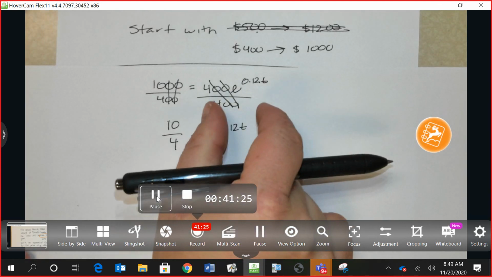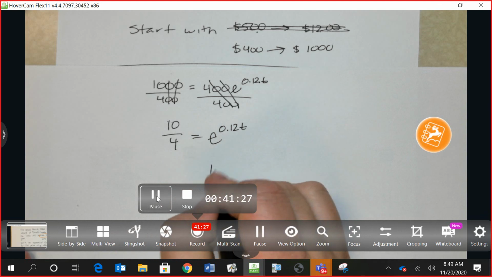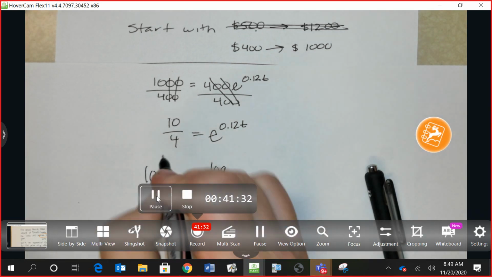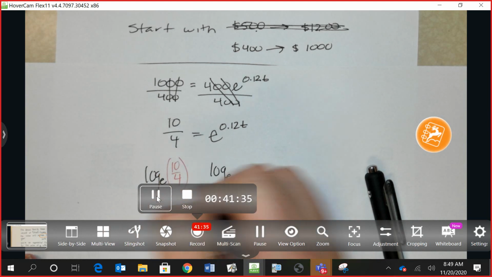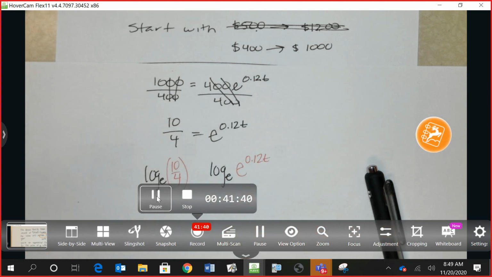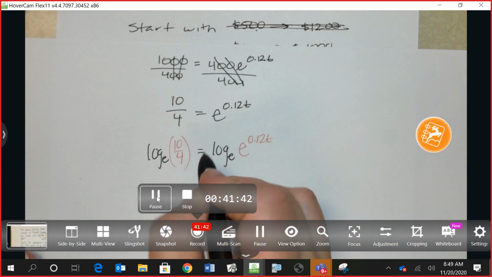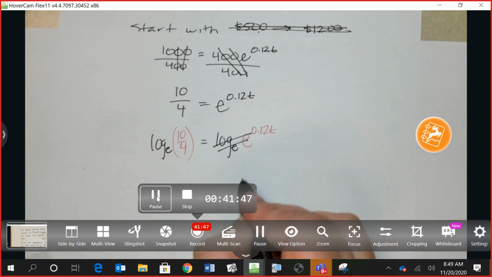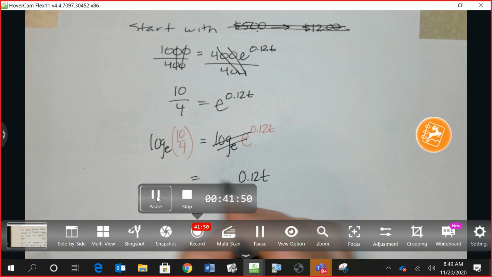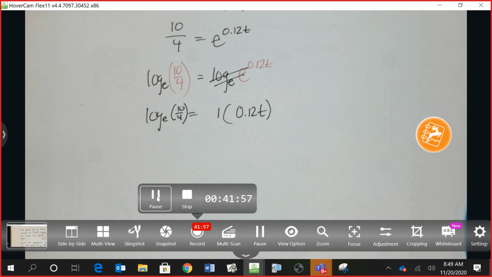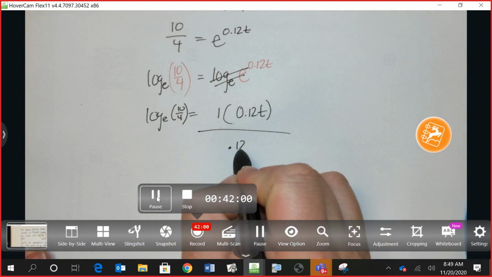I need to get rid of the E so this part can come down. So I'm going to do log base E on both sides. Then I'm going to write what was already there, 10 over 4, and E to the 0.12t. On the right-hand side, it's going to simplify to a 1. I could write a 1 down, but I know 1 times this quantity isn't going to change anything, so it's not necessary to put a 1 down. And then I'm going to divide by 0.12.